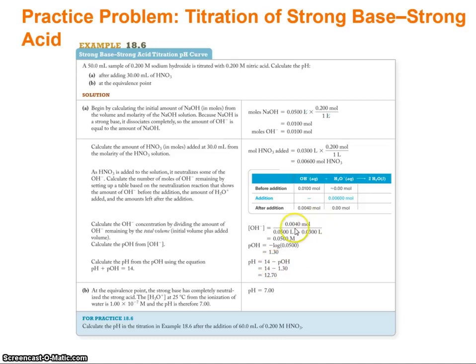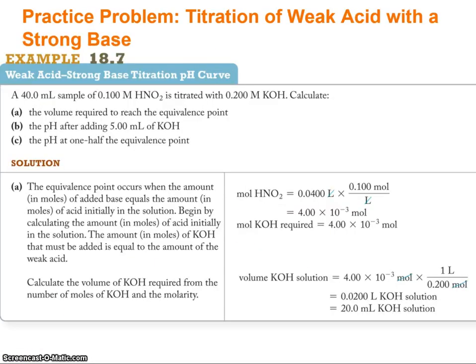Okay. Let's look at one with a weak acid being titrated with a strong base. So for my weak acid, I've got 40 milliliters of 0.1 molar nitric acid. This is the titrant, this is the titrate, this is the weak acid, this is the strong base. What's the volume required to reach the equivalence point? We want to know what the pH is after adding 5 milliliters of titrant, and what's the pH at 1/2 of the equivalence point. Well, the first thing we're going to need to do is figure out that equivalence volume.